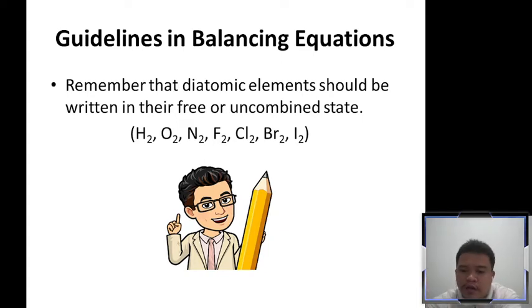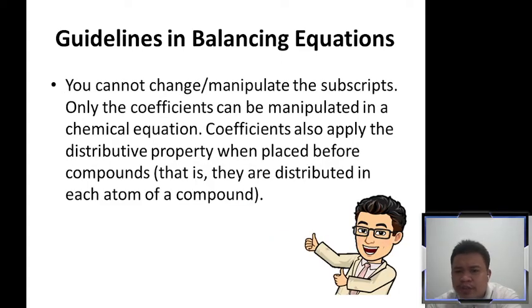Okay, next is you cannot change or manipulate the subscripts. That's a no-no. You cannot do that. Only the coefficients should be manipulated in a chemical equation. Coefficients also apply the distributive property when placed before compounds. That is, they are distributed in each atom of a compound. So for example, let me just show you an example. What do I mean by distributive property?